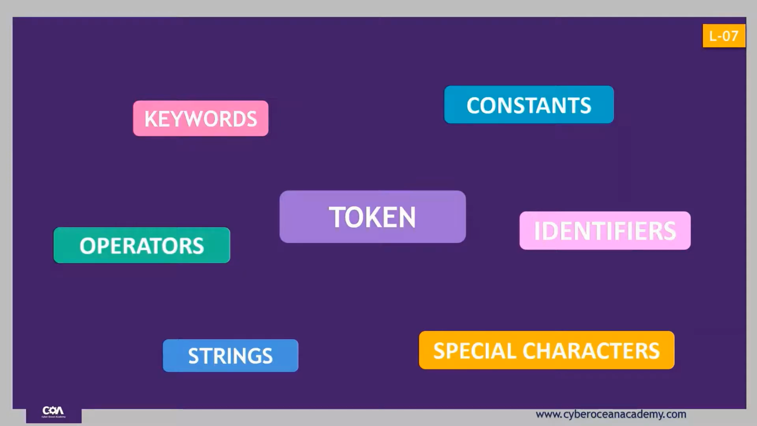Operators are used to operate on some instructions. Suppose you want to add two numbers, then you will write 2 plus 4. So here plus is an operator, and also 2 and 4 are constants. Okay, so now let's take a look. What is a keyword?